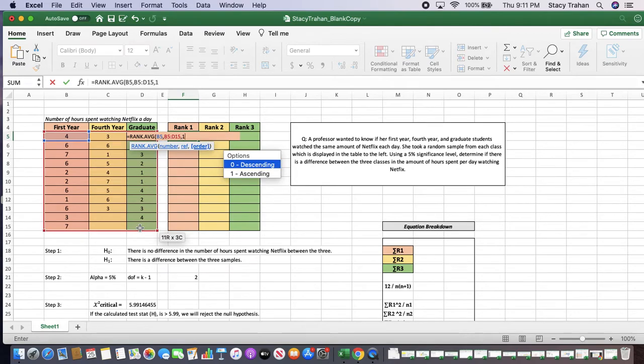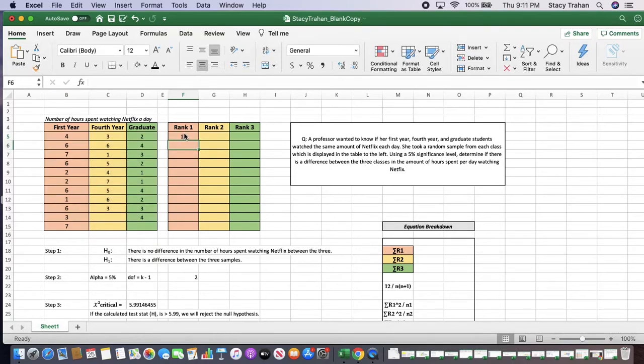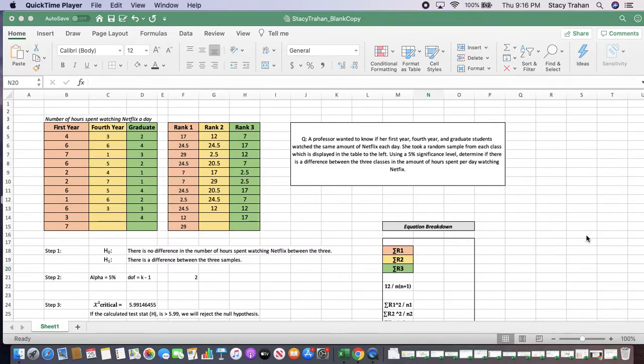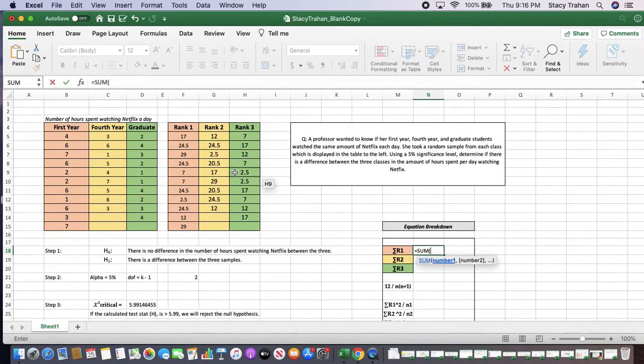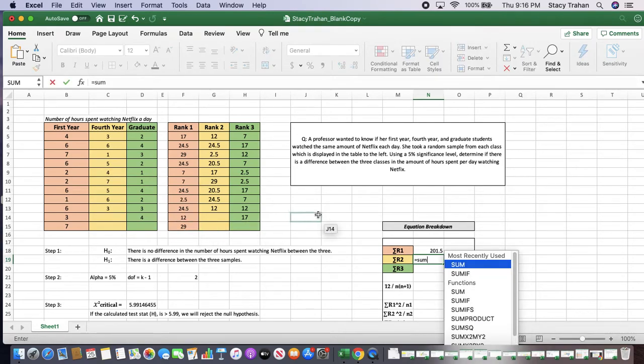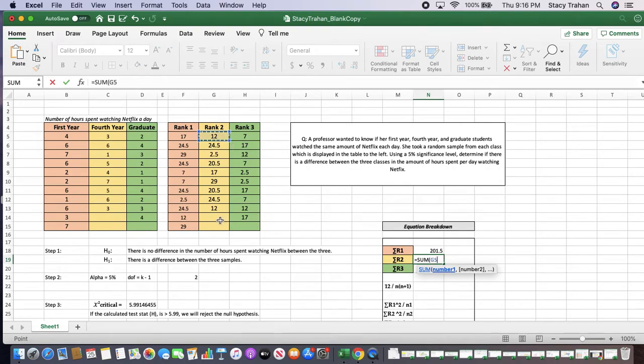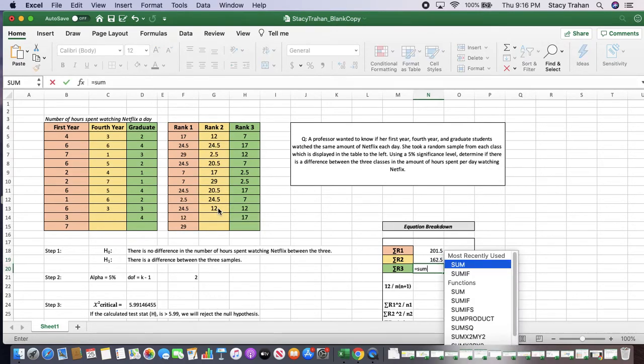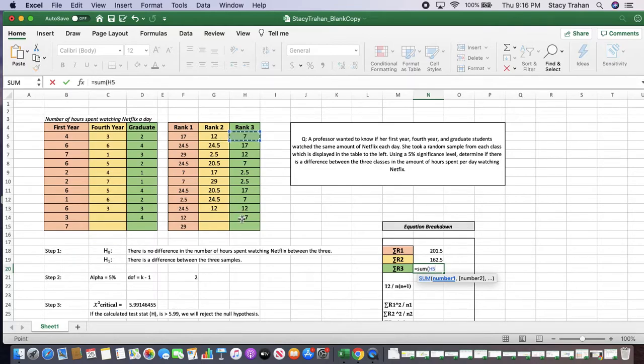We want them in ascending order. And we want to make sure that our reference area is not going to move when we pull down the formula. So we're going to press F4, get the dollar signs, F4, and we'll get them again. We will pull this down, and we repeat for the fourth years and the graduates. Now we're just going to sum up each of the ranks separately. So we've got the first year's sum, fourth year, and we've got the graduate students.